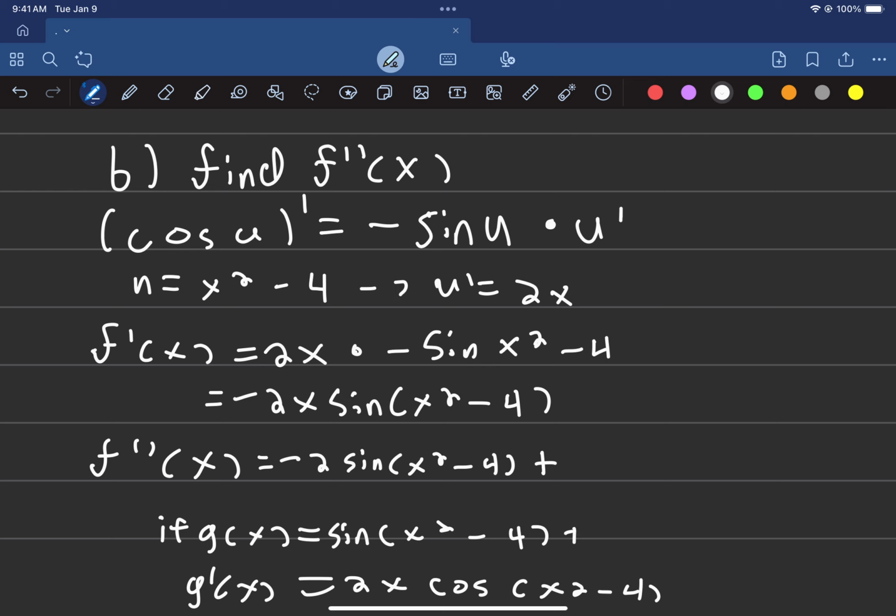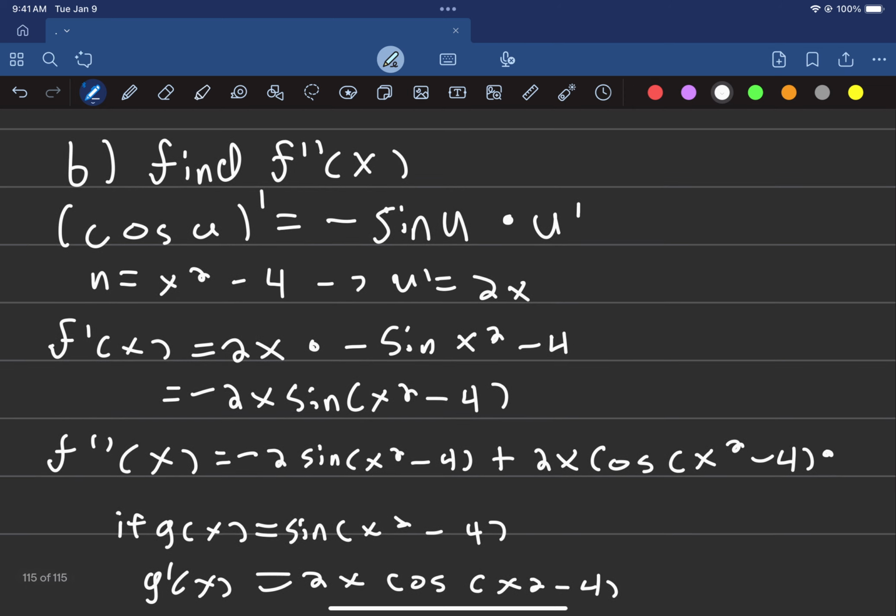So this will leave us with the fact that f double prime of x is this first part like we originally said, plus the derivative of this part, which is 2x cosine of x squared minus 4, times negative 2x, which is this original part. And then this will simplify to negative 2 sine of x squared minus 4. This part really doesn't need simplifying, but it's this last part.